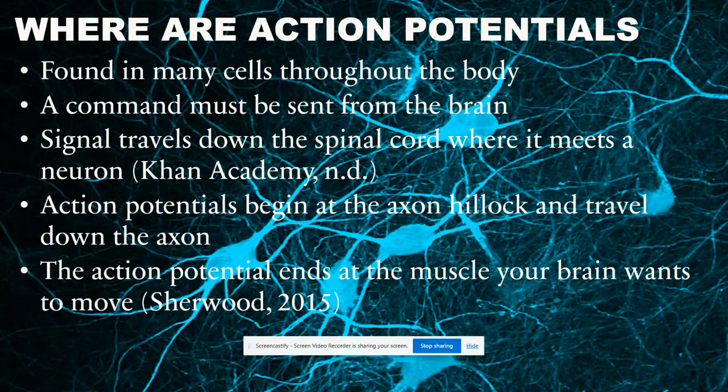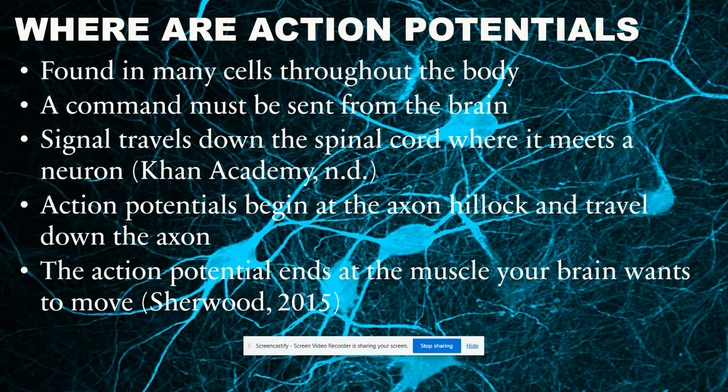Your muscle cells also need action potential. A command must be sent from your brain, so it starts in your brain and it travels down your spinal cord and it initiates an action potential at the beginning of a neuron located in your spinal cord. Once that command is sent, the action potential will travel down your neuron's axon and it's going to end up in the muscle that your brain wants to move.